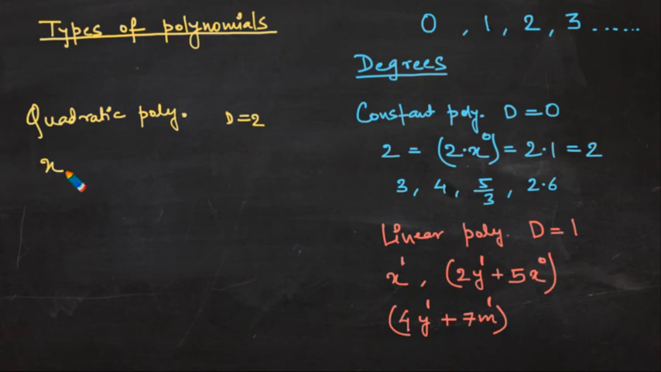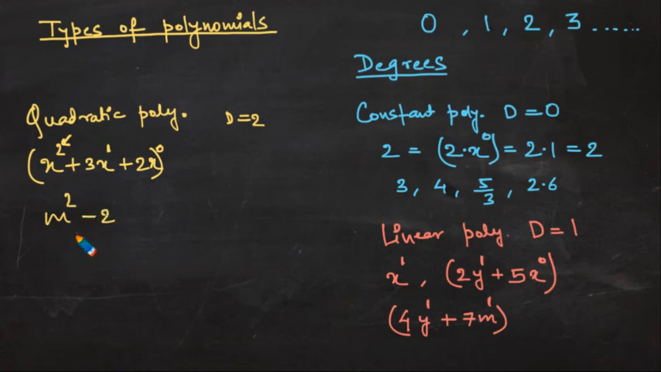For example, x square plus 3x plus 2. So what would be the degree here? Here the power of x is 2, here the power of x is 1, and here there is no power, or we can say the power of variable x is 0. The highest available power is 2, so this is a quadratic polynomial. Similarly, let's say that we have m square minus 2. This is a quadratic polynomial because the highest available power of the variable is 2 here.